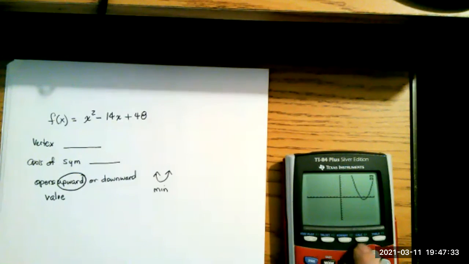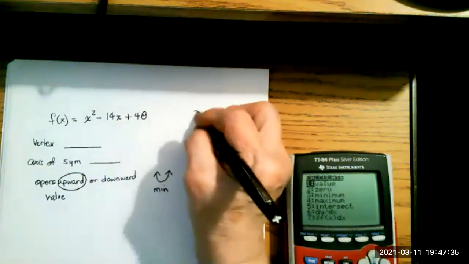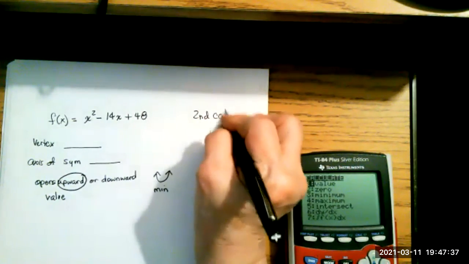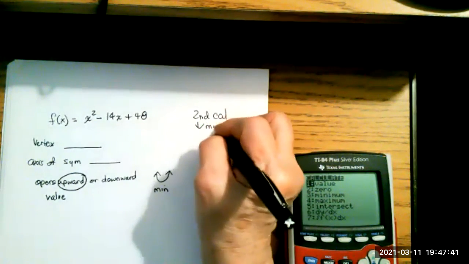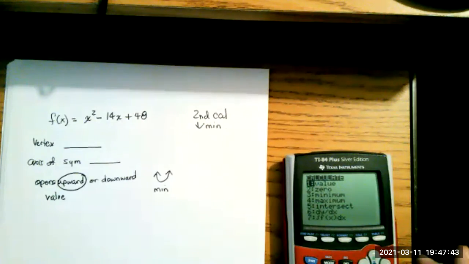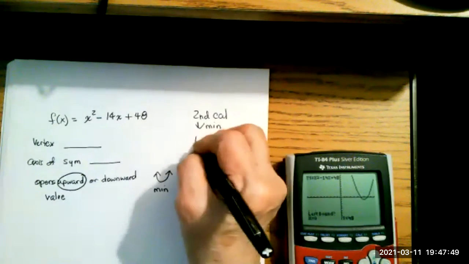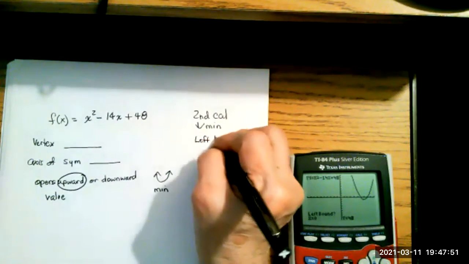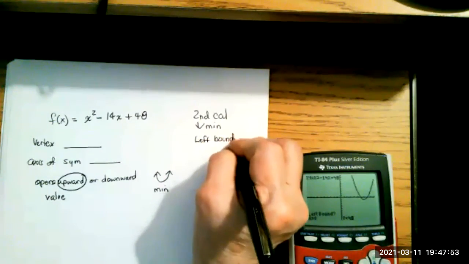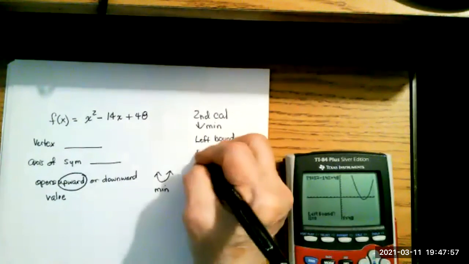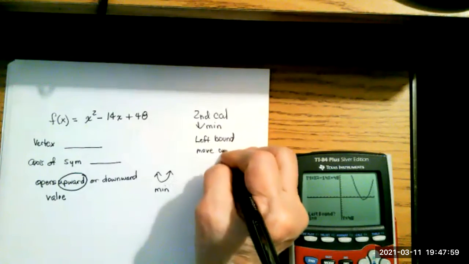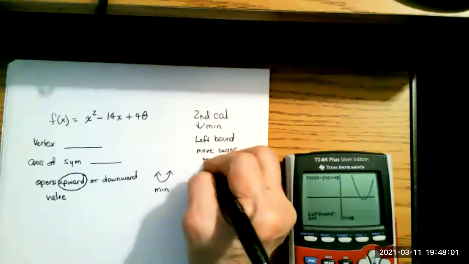So I do second and calculate, and go down to minimum. I want the minimum value, or I can just put the number 3. And notice it's going to say left bound. So I move that cursor to the left.